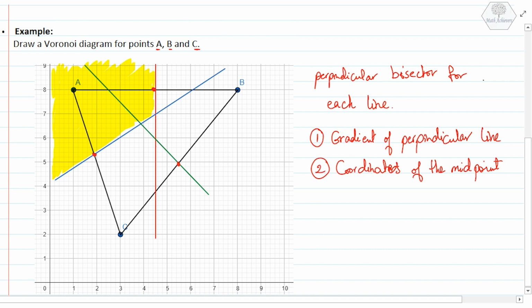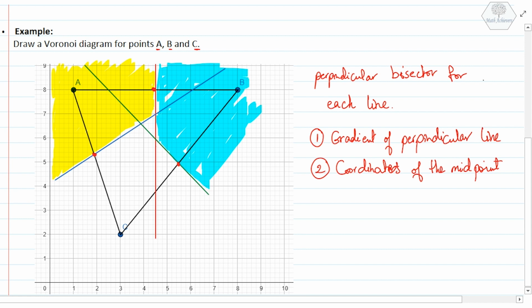So now, for site B, where is the area which is closer to B than C? It is here. Also, where is the area that is closer to B than A? It is to the right of the red line. So the area shaded in blue is the area closer to B than any other site.